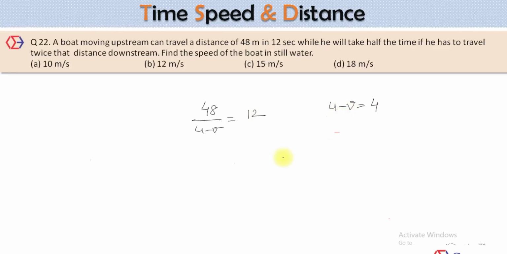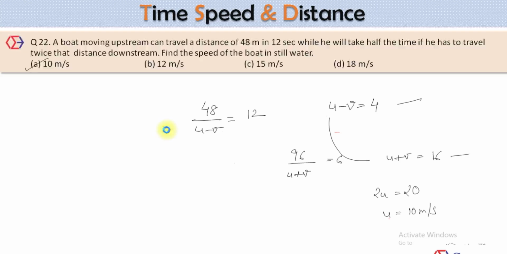The second statement says that he will take half the time, that means 6 seconds, to cover twice the distance. Twice of 48 is 96. So we'll get u plus v here. So I'll say u plus v is equal to 96 by 6, that is equal to 16. Again I'm left with two equations. So you're looking for the value of u. Let's add these two equations. What you'll get? 2u is equal to 20. That means u is equal to 10 meters per second. So the correct answer becomes first option. Let's look at the next one.